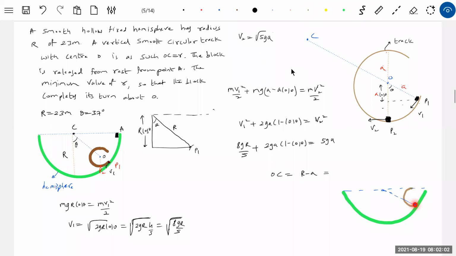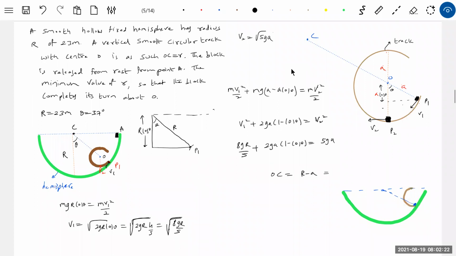So what is the velocity at this point? It should be equal to root 5 gA. What is the radius of this? Let it be A, because this will be the lowest point of the track. Now the track is something like this. P2 is not this one. You can see that one here. I think you have to be very careful about how the small track is.